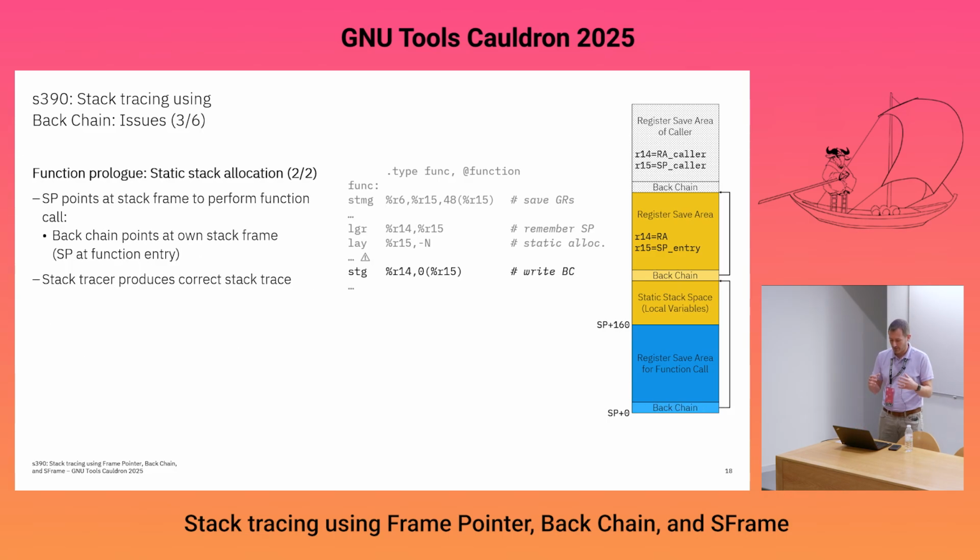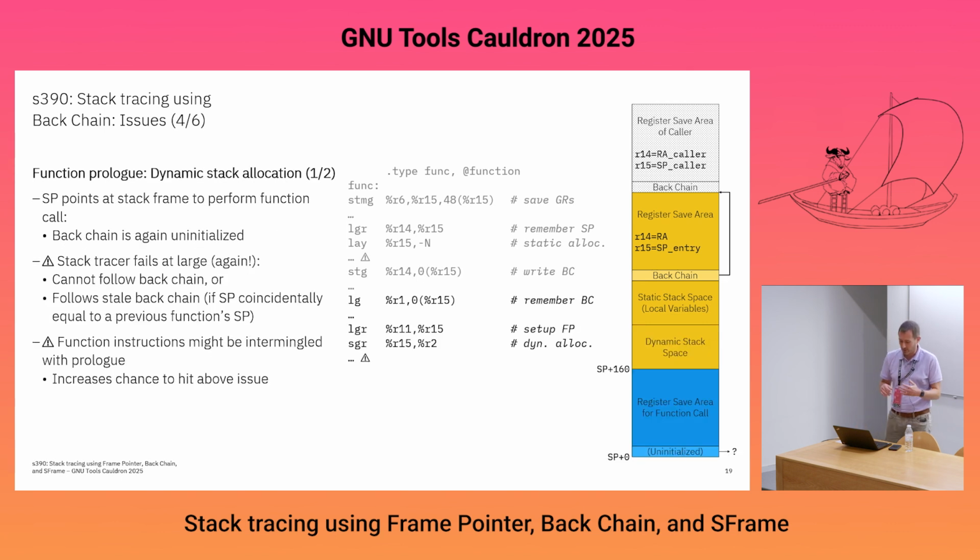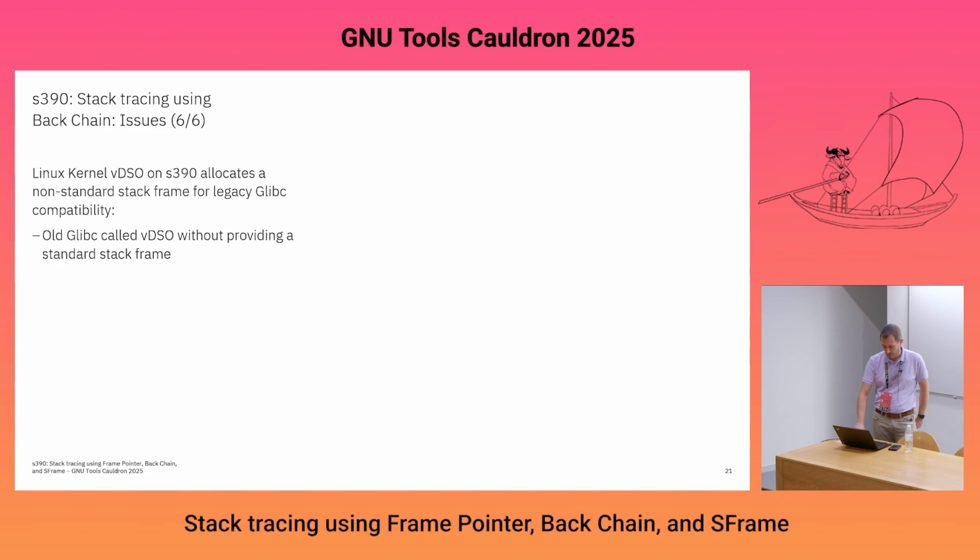Only after the backchain field has been written would a stack tracer get a correct stack trace. The same issue then repeats if dynamic stack allocation occurs, with the same problem that instructions get intermingled, which increases the chance. But that's not all.